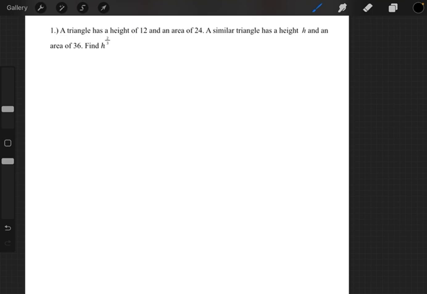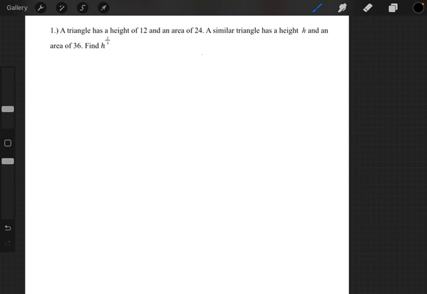All right, so this is similarity practice. This one I'm going to take my time explaining the why, what, and how of what I'm doing. Hopefully this lays the foundations for how to set up proportionality equations and why they work.